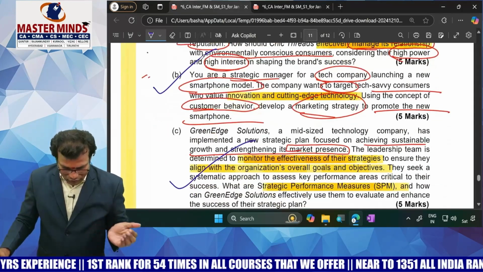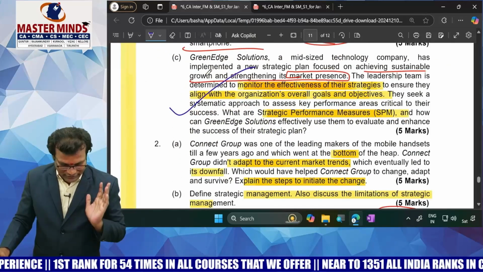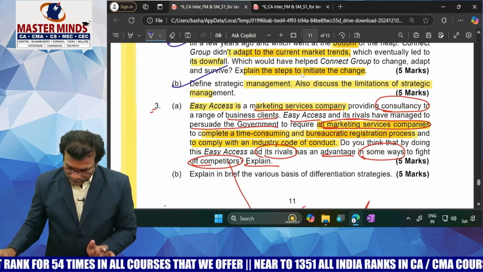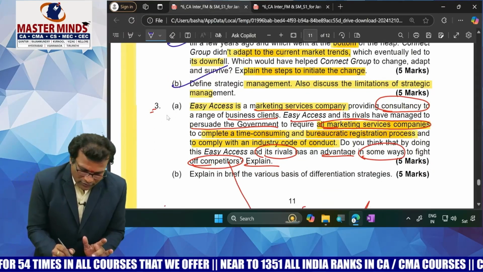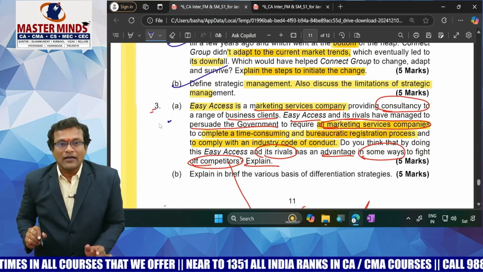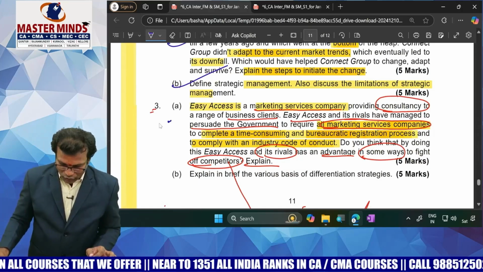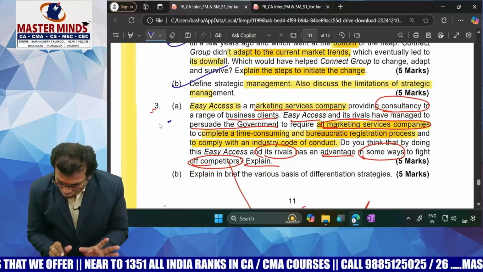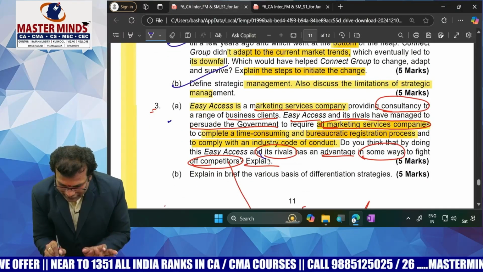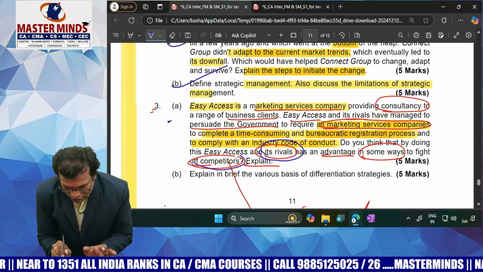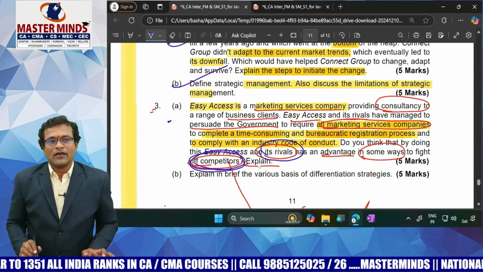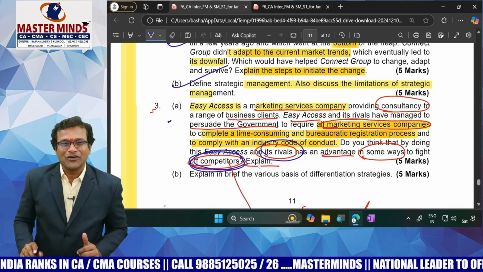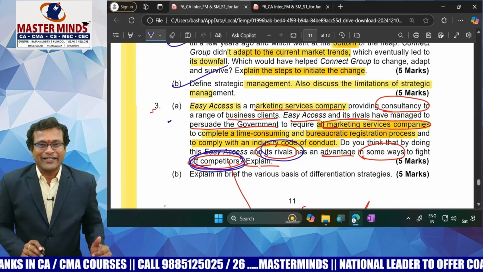Question number 1B is a good one, easy one. C is an easy one, right? Steps to initiate: 2A easy, 2B straightforward, right? This question is similar to question number 1A. Some students may get confused, especially with the words easy access and its rivals, and the wrong usage of the word competitors. If you can, with your SM knowledge, correct that word, hopefully these mistakes won't be repeated in ICMAI exams.